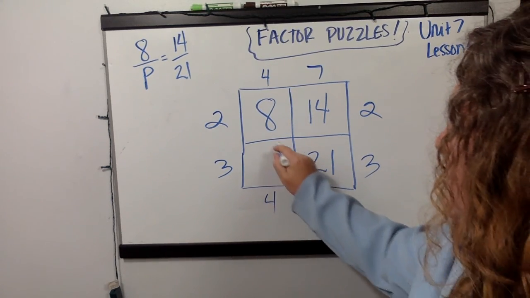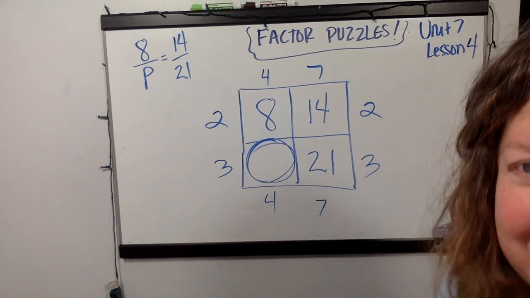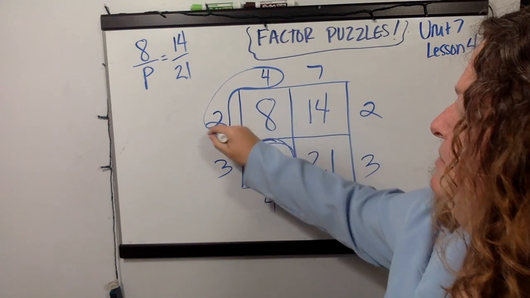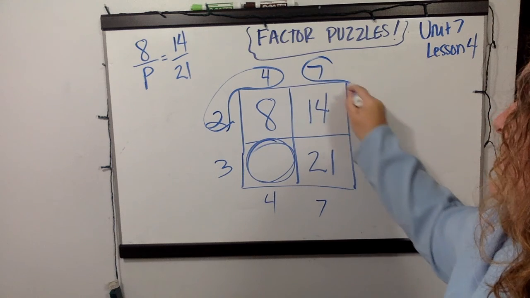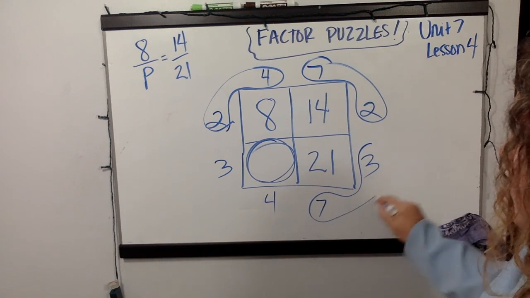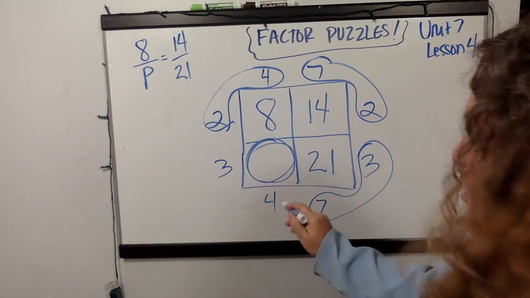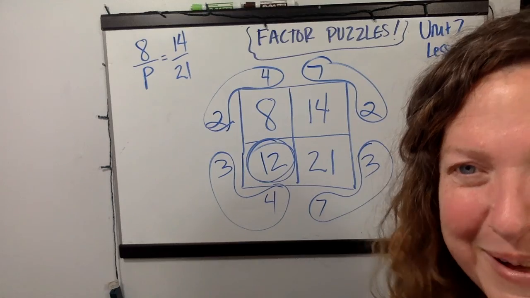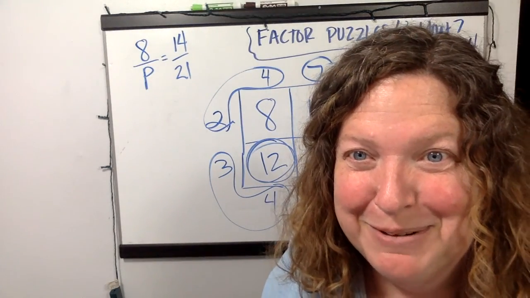How do we figure out that missing number? You'll notice 2 times 4 is 8, 7 times 2 is 14, and 7 times 3 is 21. So what's 3 times 4? It's got to be 12. Is that feeling like you remember it?